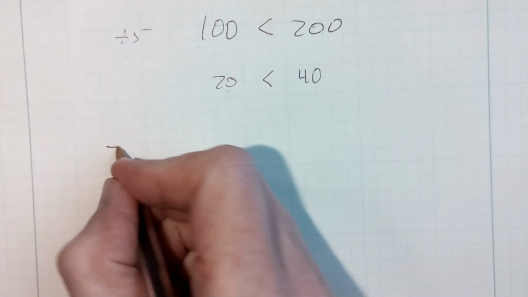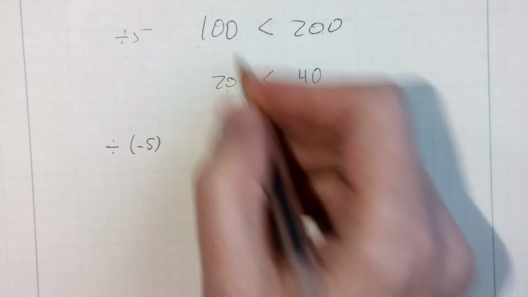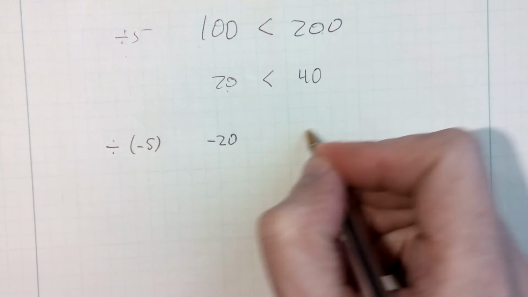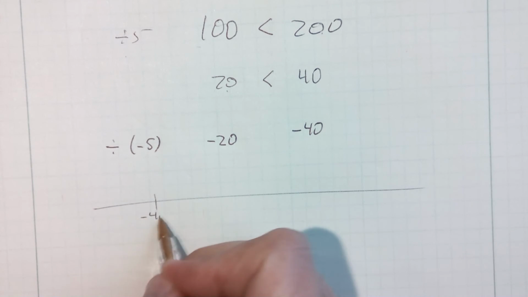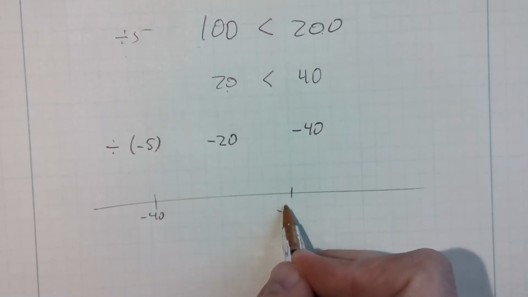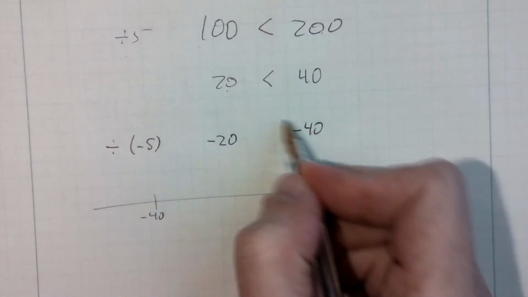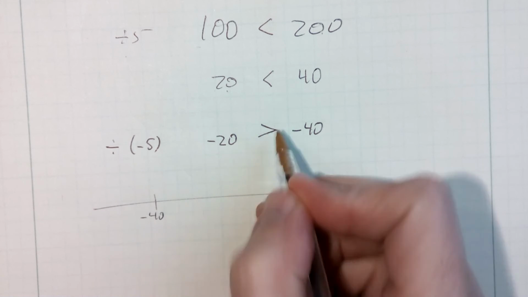But if I divide by a negative number, then this will become a negative 20, and this will become a negative 40. And again, think of a number line. Negative 40 is left of negative 20, which means the right side is now less than. So it flipped.